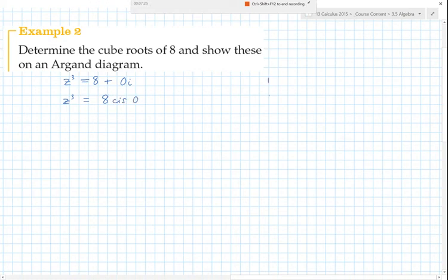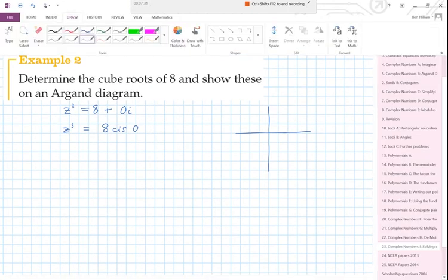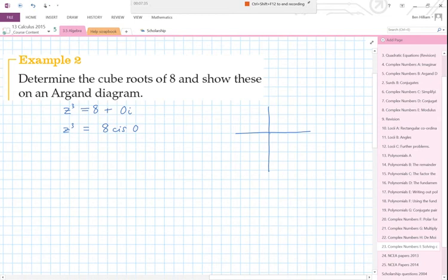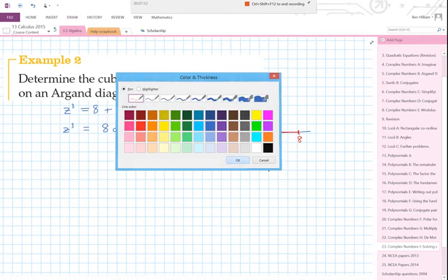And so if you can imagine that on a diagram, I'll get a different colour to draw the number, then it's just going to be 8 on the real axis. Okay, so that's what 8 cis 0 means, and we have no angle there, so that's why we have cis 0. So I'll go back to our blue pen.